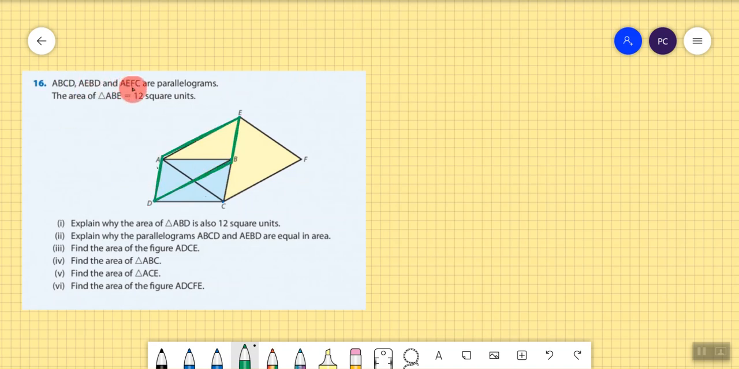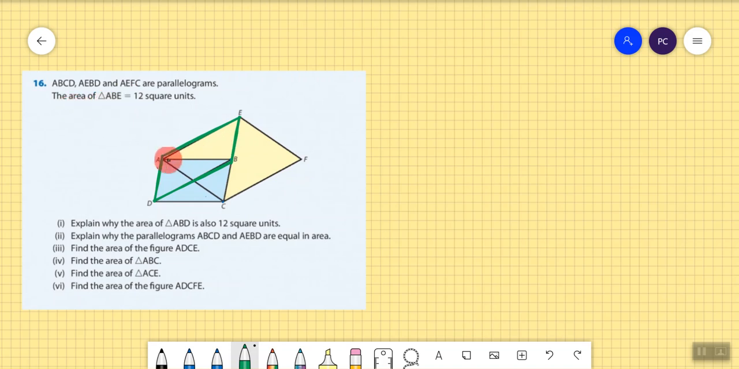And AEFC. So where's AEFC? So AEFC are parallelograms. Okay, so this is a parallelogram, this guy here is a parallelogram, and then this here is a parallelogram.